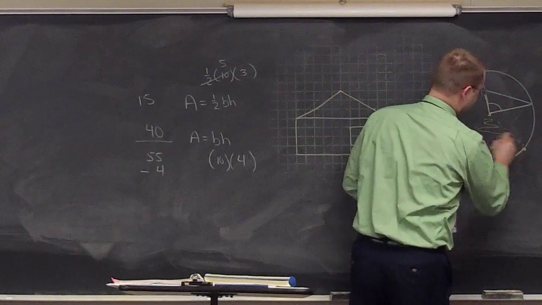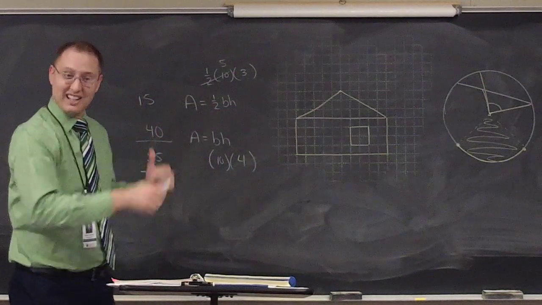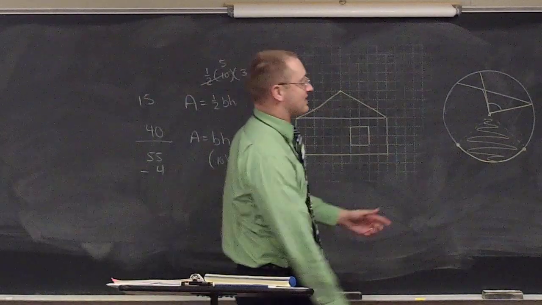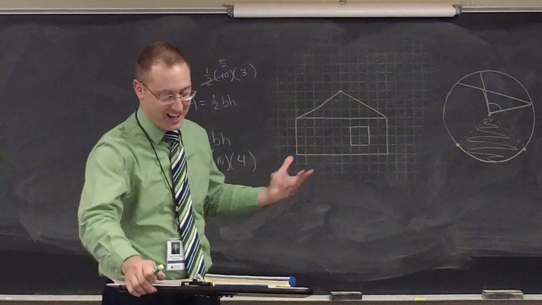Like here? This is a sector? Yes, exactly. Bounded by two radii and an arc is exactly correct. Or you could say a central angle and the arc, which is what you mentioned. You mentioned the angle. Central angle and an arc.